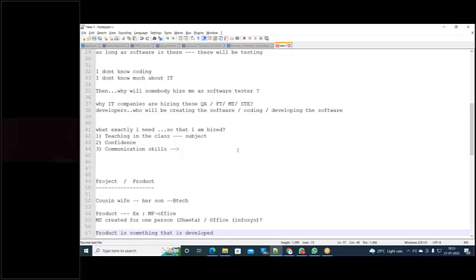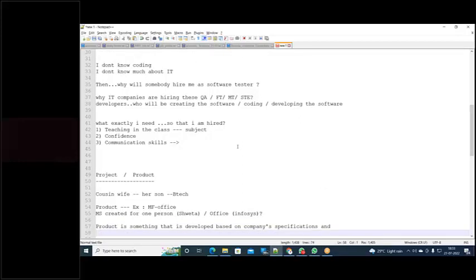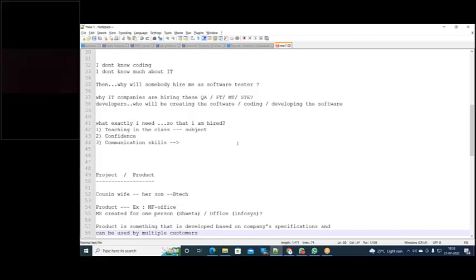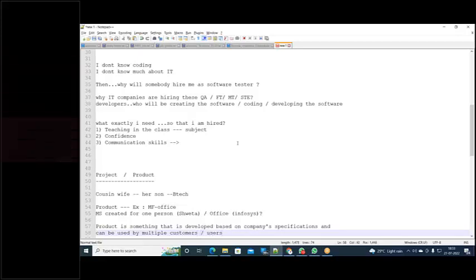Now, a product is something that is developed based on the company's specifications, and can be used by multiple users or a single user. Can I say customers? Because those products are usually sold, not given for free, I can say customers instead of users. But if you want to say users, I'm fine with that.